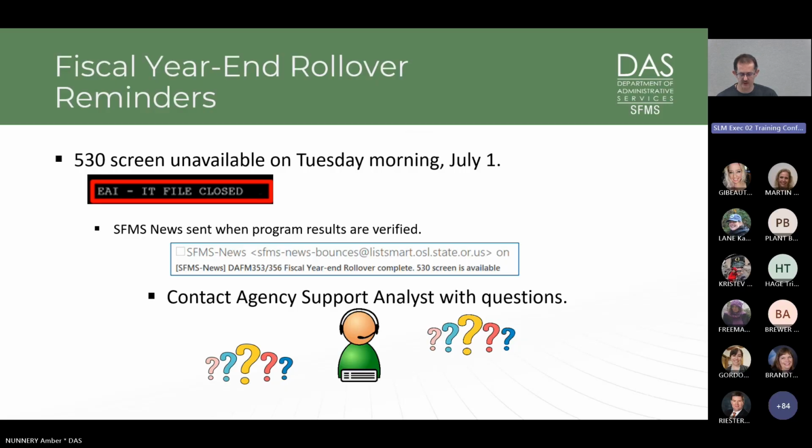On Tuesday morning, July 1st, the IT file will be closed while I complete the validation of the process. As soon as I can complete the validation and have our programmer open the IT file, I will send out an SFMS news. If you have any questions regarding the year-end roll program, please contact your SFMS agency support analyst.